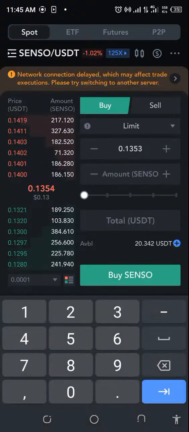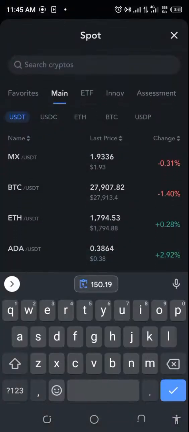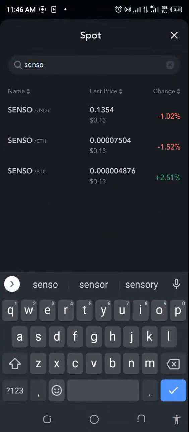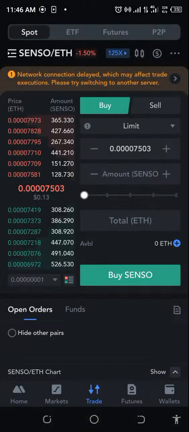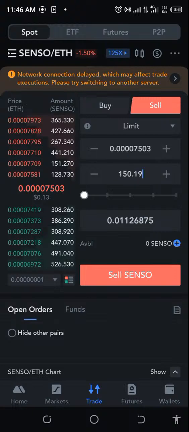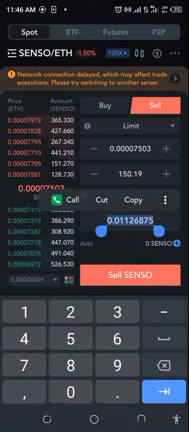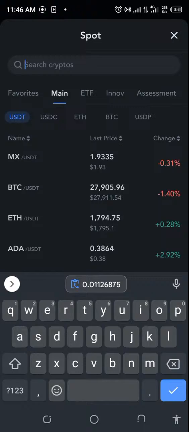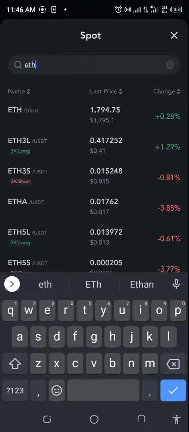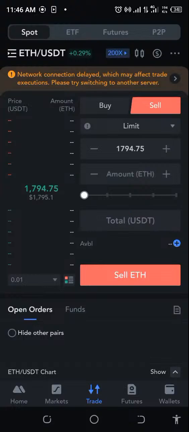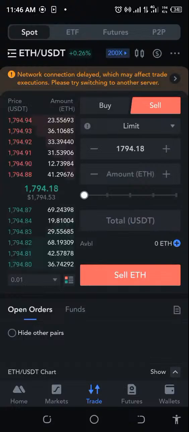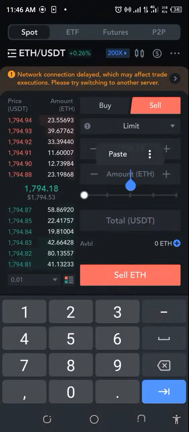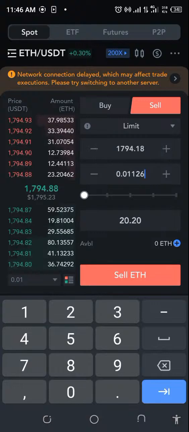Okay, cut that and then go to Senso ETH. Senso ETH is supposed to give us what? Okay, so we're supposed to sell to Senso ETH. Let's just try this out. Then we'll copy that out and check it, and then we'll sell ETH to USDT. Let's see how that will go. ETH to USDT. Let's see whether this is going to work. Never going to work.